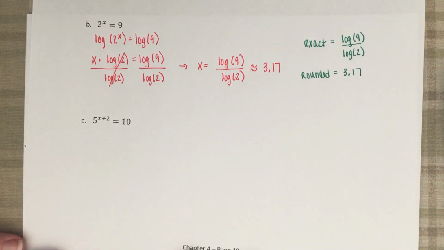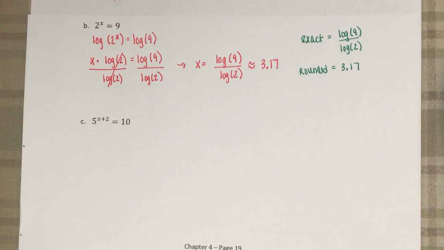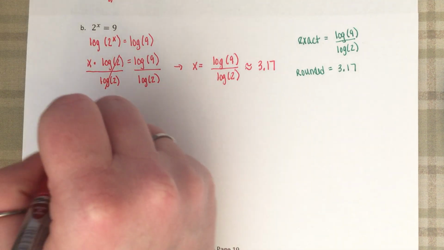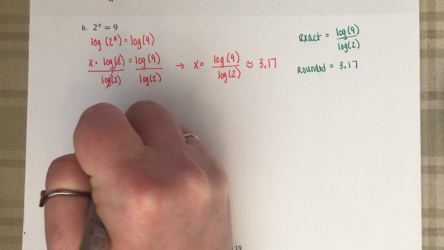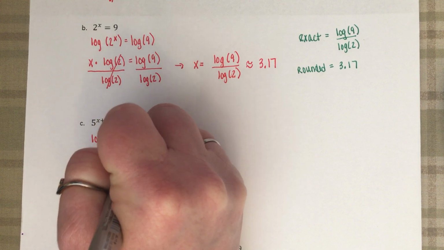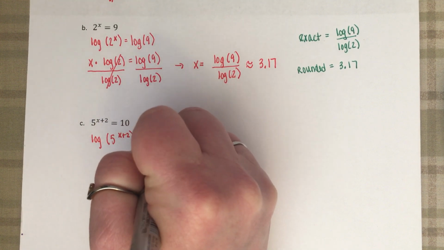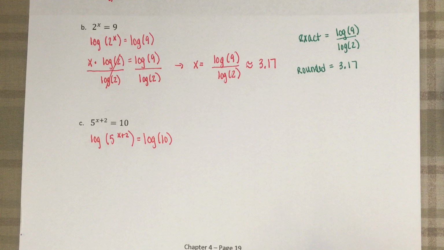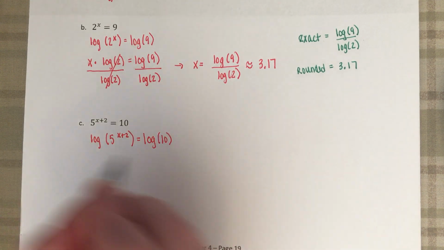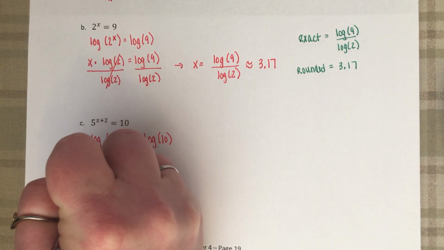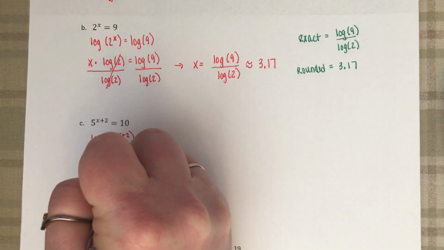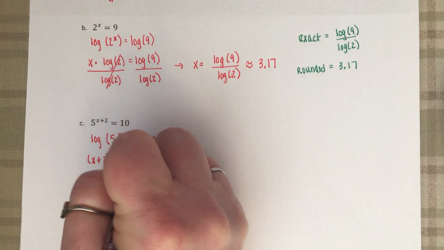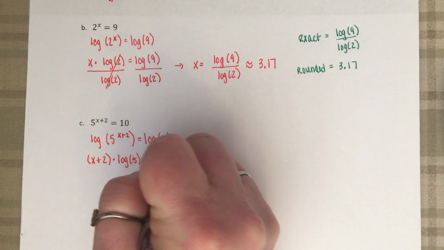Then lastly, example C, we're going to set up the same way. So we're going to start by taking the log of each side. So the log of 5 to the x plus 2 equals the log of 10. Our exponent is going to move down out front. This time our exponent is not just a plain x, it's an x plus 2, but that's okay. So we're going to put our whole x plus 2 out front times our log of 5 equals our log of 10.